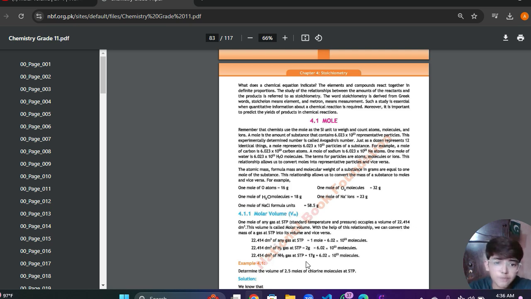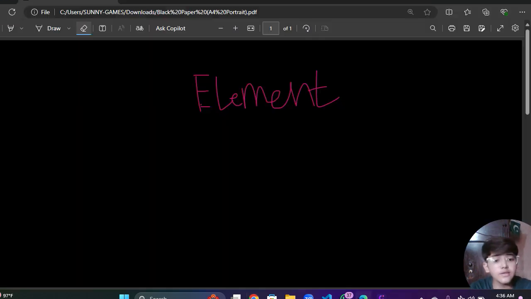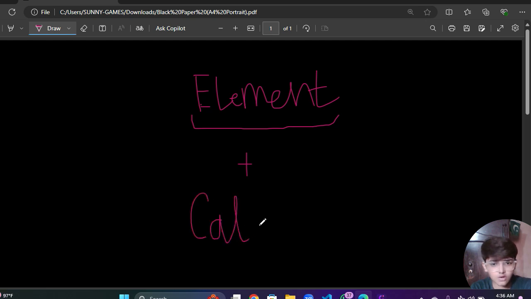Now let's just talk about stoichio and its metry. Now if I say stoichio means element, that won't be wrong. And if I say metry means metrics, or you can say calculation. So if I'm forming this word stoichiometry, that means calculations. Calculations of any element is known as stoichiometry. So this is a basic definition.